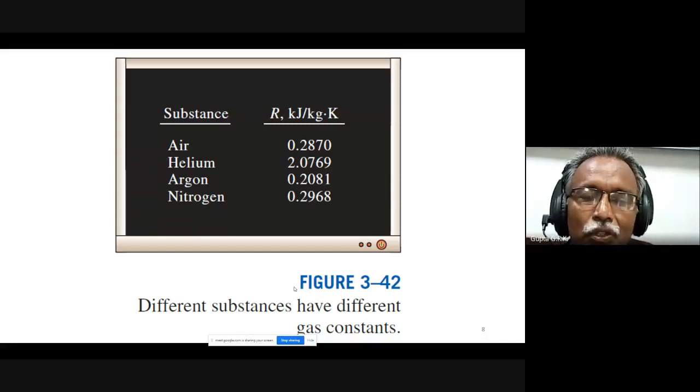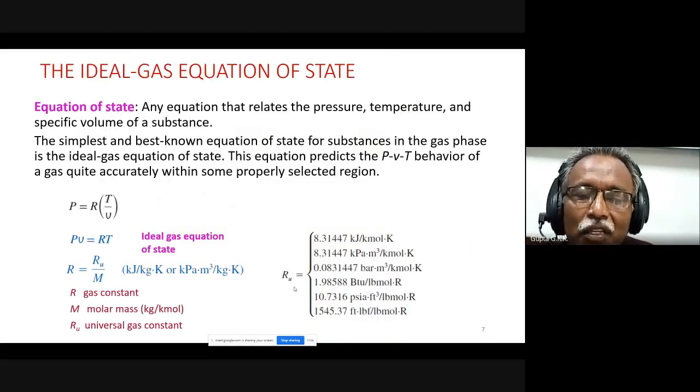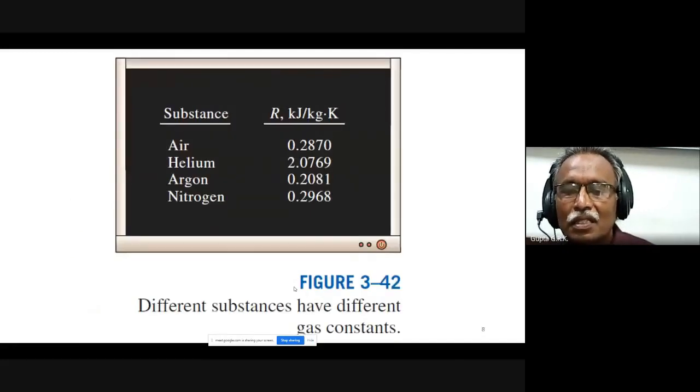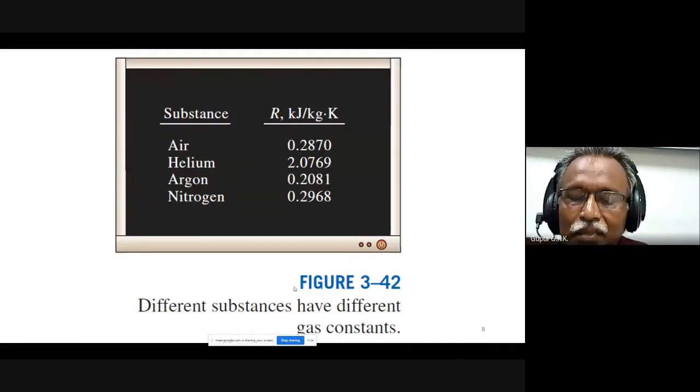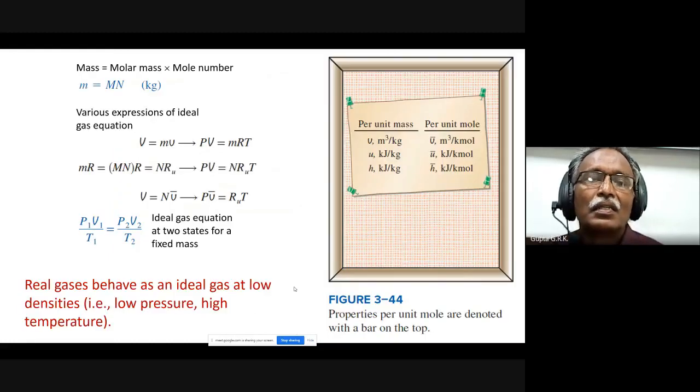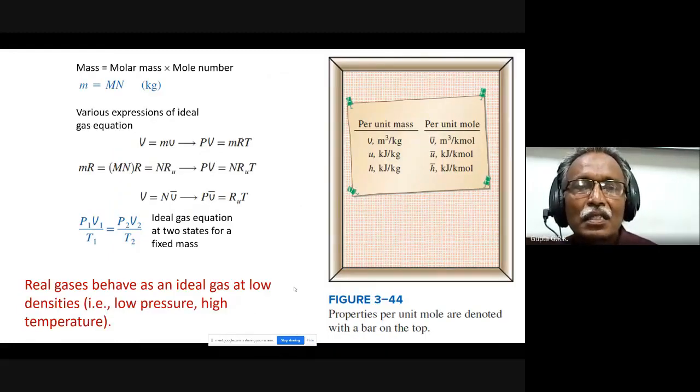Just simple, because we know the universal gas constant, divide by its molecular weight. So we'll get characteristic gas constants of different gases. And this also we have seen in the last class.